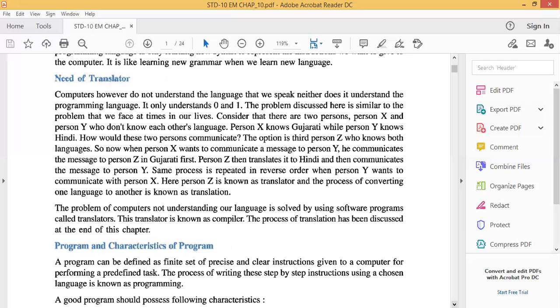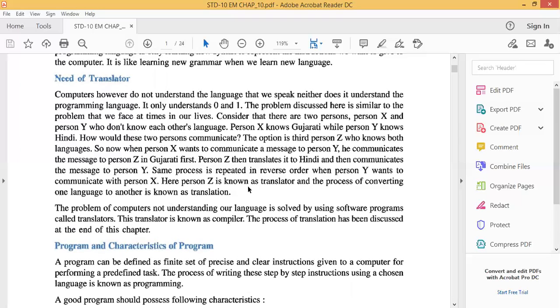The problem discussed here is similar to the problem that we face in our lives. Consider that there are two persons, X and Y. This is the example I already explained to you. I speak in Gujarati and you speak in Hindi. I don't know Hindi, you don't know Gujarati. We require a third person who knows both languages. The third person is known as a mediator or translator. So here they give the example of X, Y and Z.